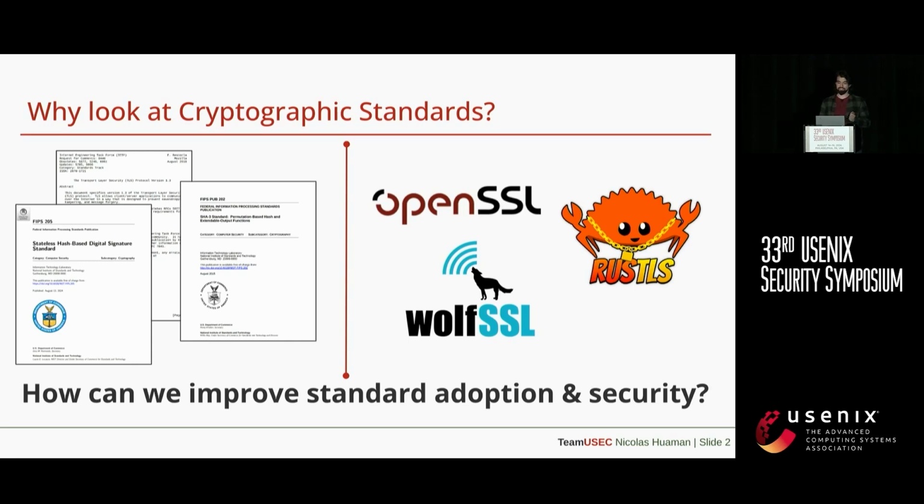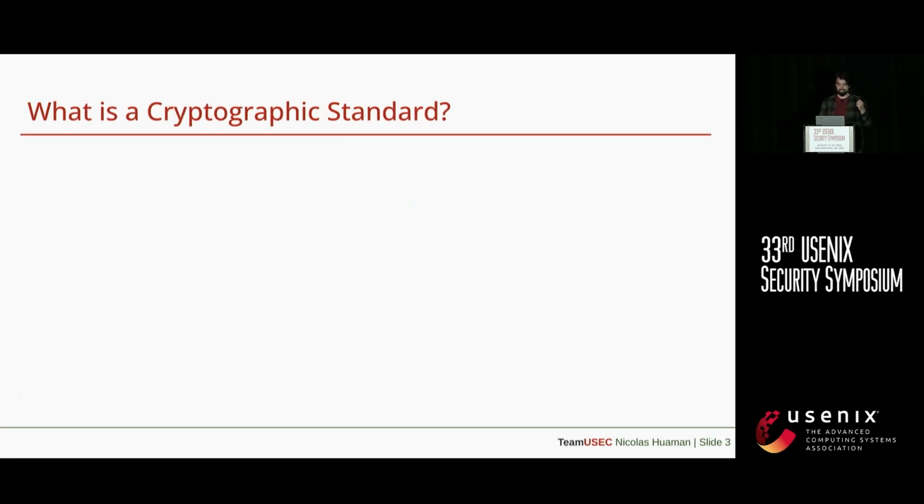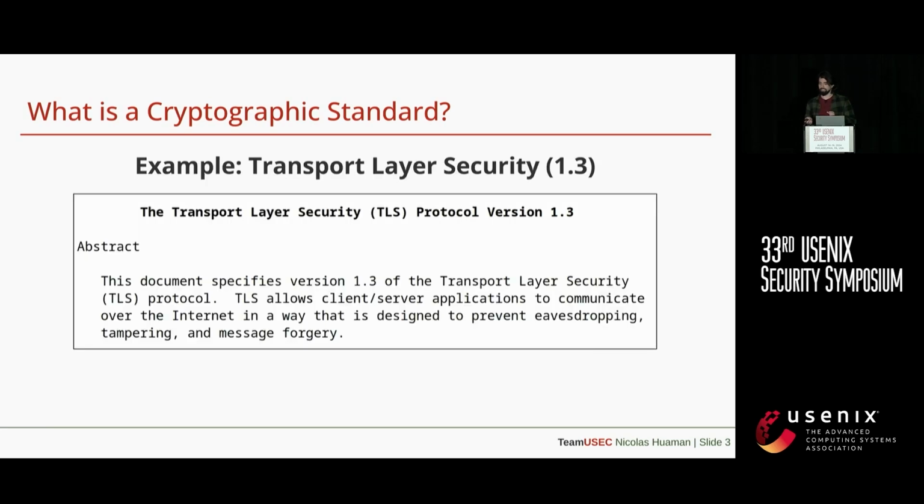Why is that an interesting question? Let's start with an example. For an example for a cryptographic standard, I took TLS 1.3. You can see it here. This is actually a screenshot of the original RFC. And as it mentions, the document specifies version 1.3 of Transport Layer Security, TLS.